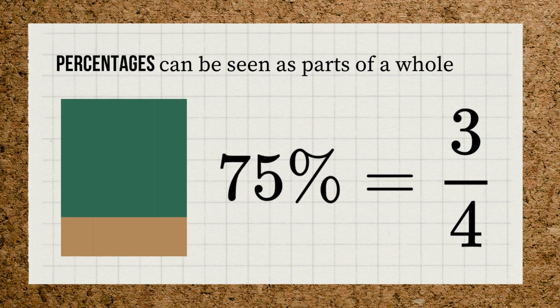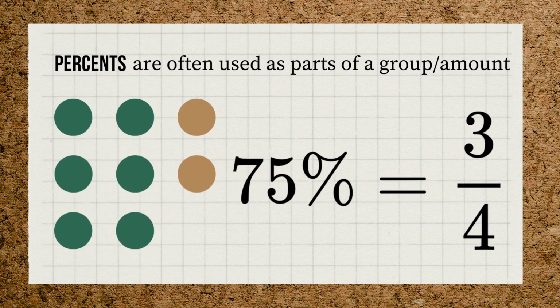Percents can be seen as parts of a whole, like this rectangle is 75% green or 3/4 green. Percents are also often used as parts of a group or amount. 75% of the circles are green, which is equal to 3/4.